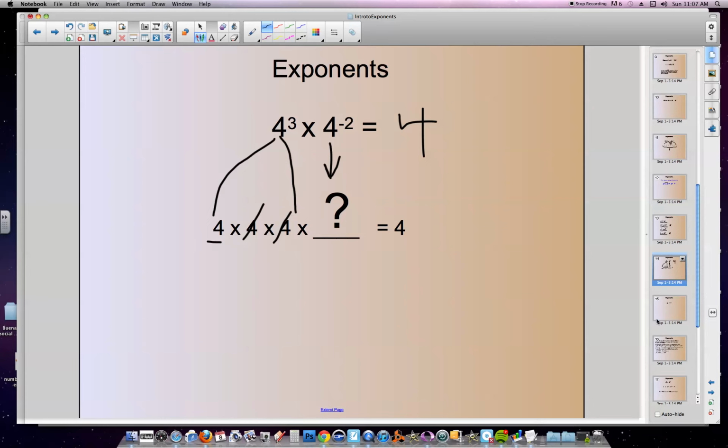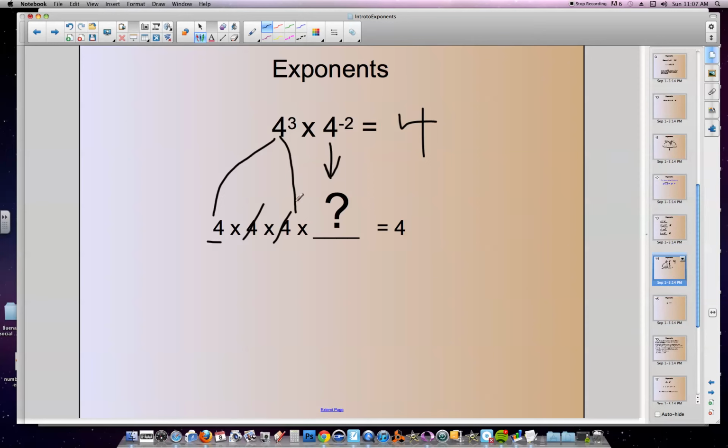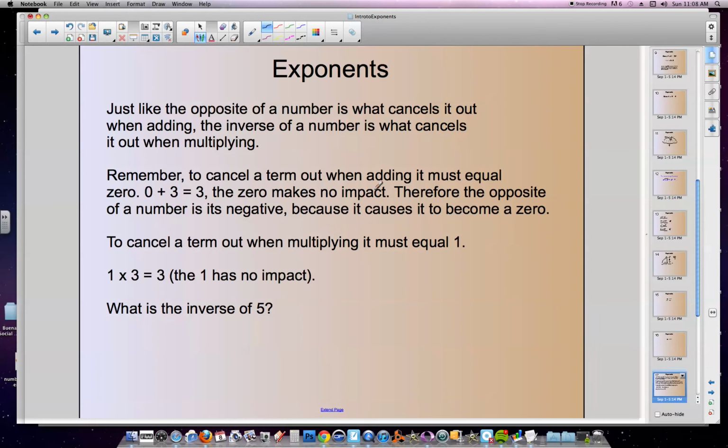In order to do that, we need to talk a little bit about how we cancel something out in multiplication. We can simplify this by saying, well, we know that we need 4 times something to equal 1. So any number, 5 times what equals 1? Well, let's recap. When we're talking about adding, to cancel something out, it needs to equal 0, right? Because 0 plus something doesn't do anything. 0 plus 3 is still 3. So to cancel out a number when we're adding, we need the negative of it, right? If I have the number 5 and I want to cancel it out or make it equal 0, I just add to it negative 5.